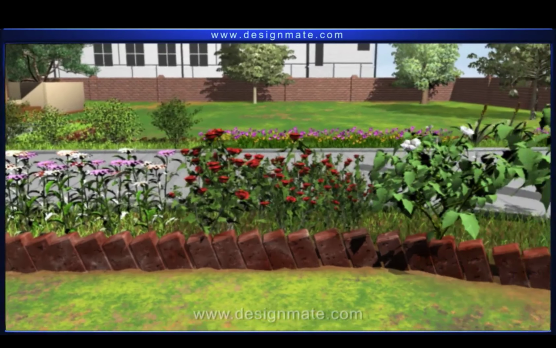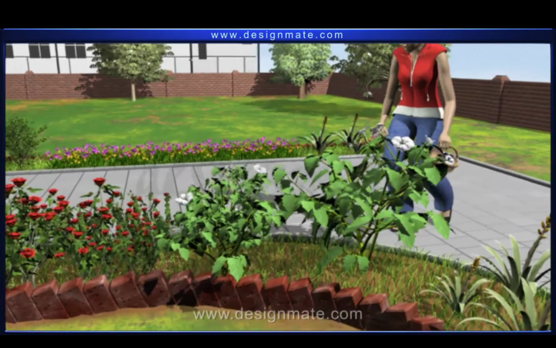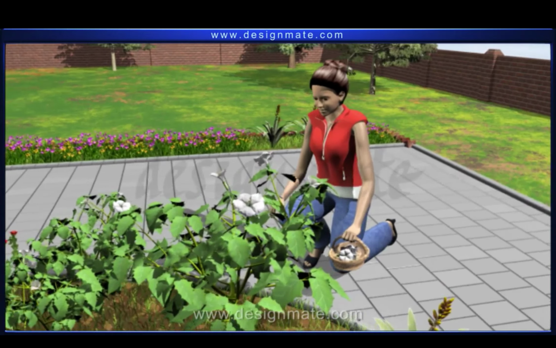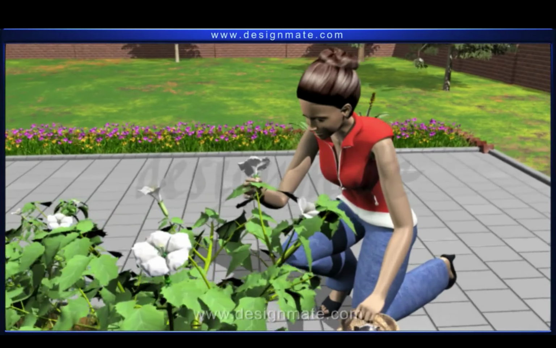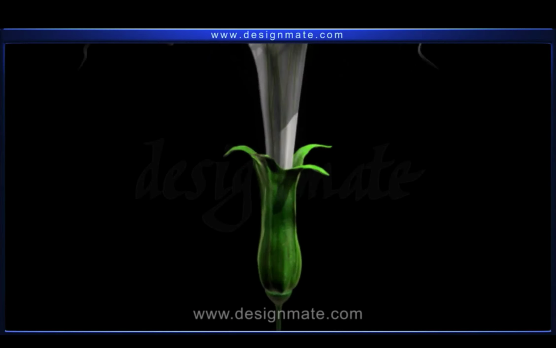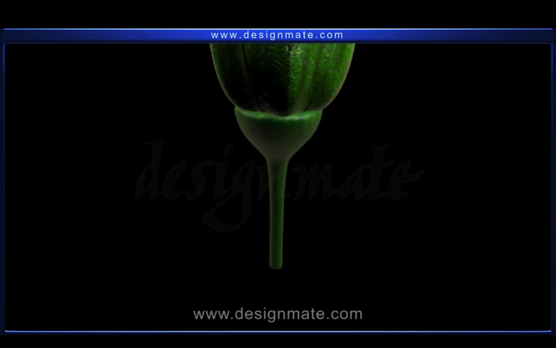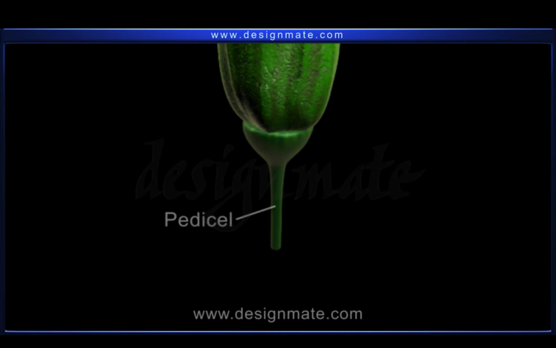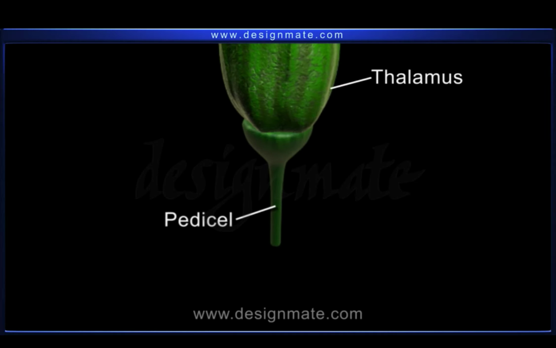A flower is a modified shoot comprising 4 floral whorls and is usually the most attractive part of the plant. Let us study the structure of a flower in detail. The flower is made up of 2 non-essential whorls and 2 essential whorls. The stalk of the flower is called pedicel, which has a swollen structure known as the thalamus.